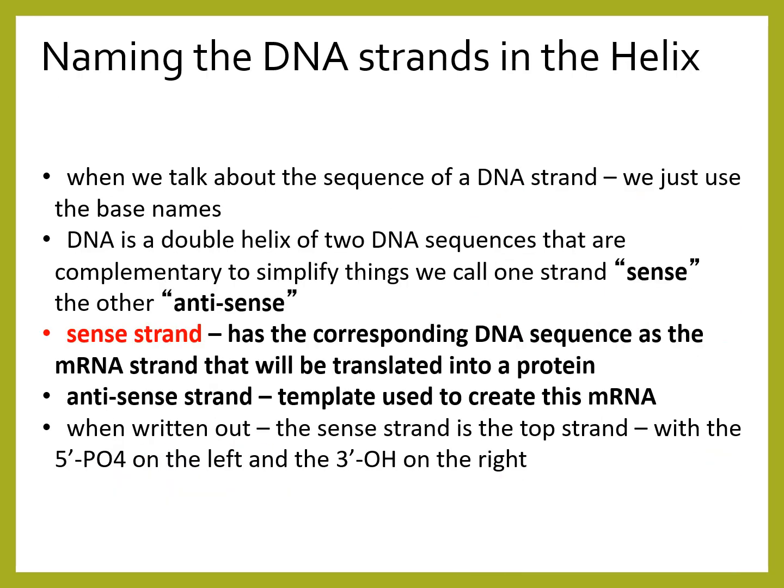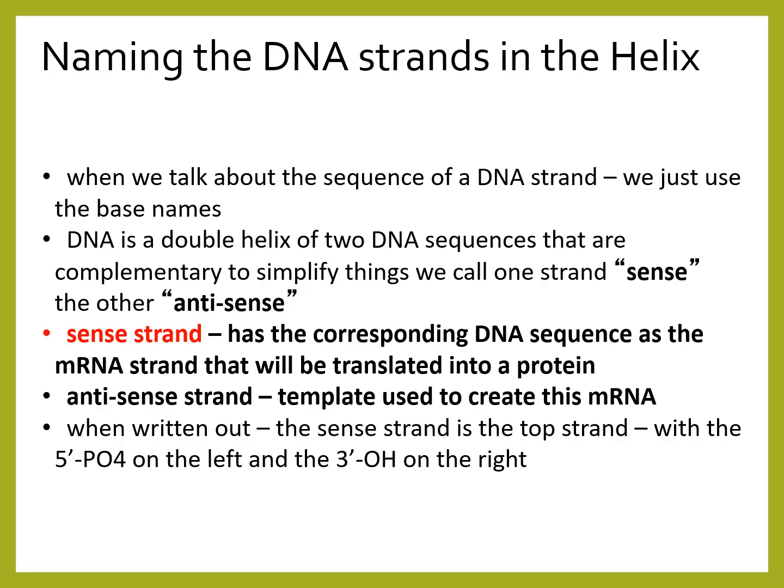When we talk about the sequence of a DNA strand, we kind of short form it. We just use the names of the bases. In other words, we don't use the nucleotide names because they're really long. So instead of saying the sequence is deoxyadenosine triphosphate, deoxycytosine triphosphate, deoxyguanosine triphosphate, we just say ACG.